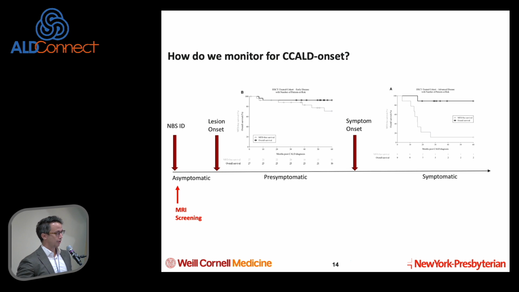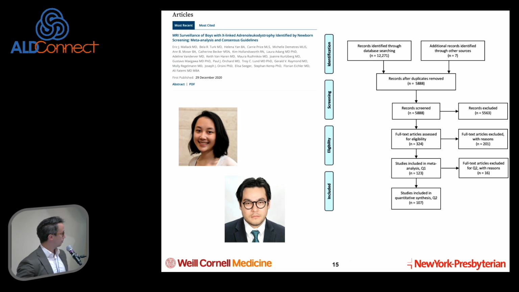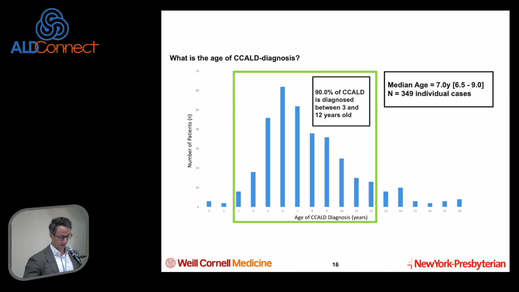So the question is, because we've established that there's no genotype-phenotype relationship, how do we go about taking MRIs to capture this time point and then get patients into treatment as soon as possible? So this is work that was put together and published a couple years ago by Helena Yan and Dr. Turk, who's in this room, doing a meta-analysis of all the known cerebral ALD cases from the literature over the past 35 years. And what we essentially found was the median age of published onset, these are mixed asymptomatic and early symptomatic cases, was 7 years old.